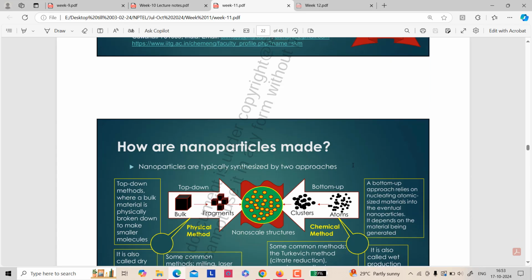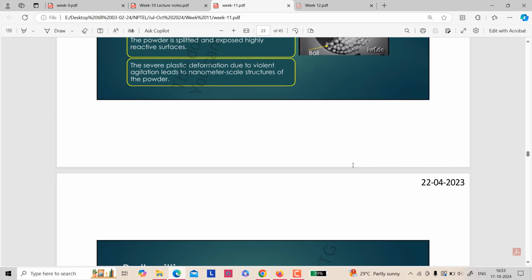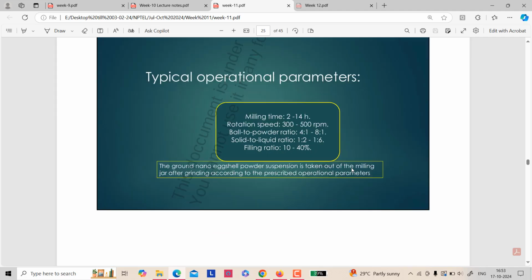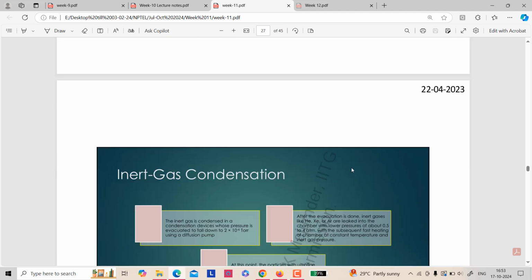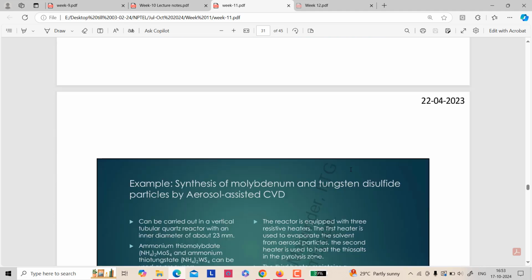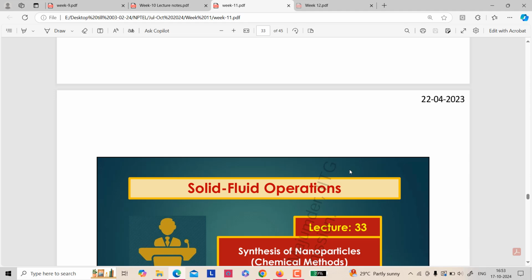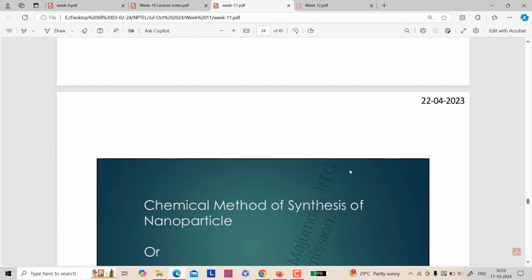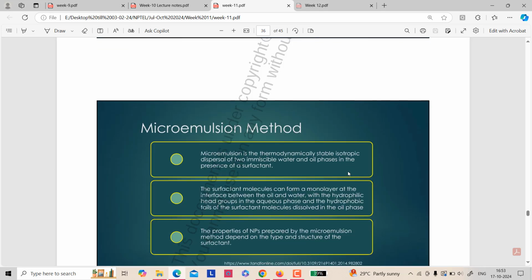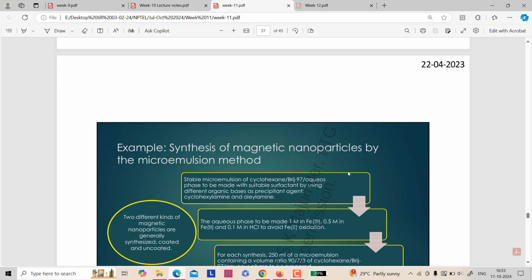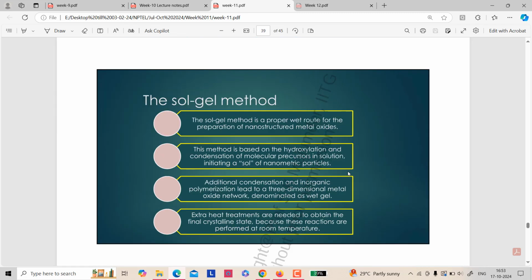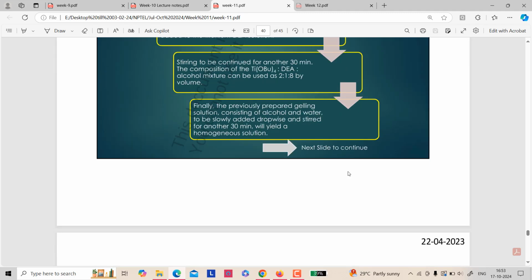This is the synthesis method, chemical and physical methods are there. Bottom up and top down methods are there for creating nanoparticles. That is explained in the second chapter. And in the third chapter also, the chemical methods are explained, where there is CVD, microemulsion method, the sol gel methods, etc.